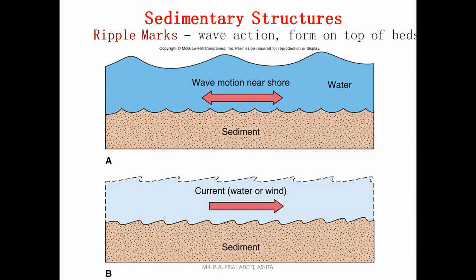Okay, now why is this wave-like structure formed on the top of the sediment? Because we know that the water is flowing in a wave-like direction. That's why the sediments present in that water are also flowing in the wave-like direction, and a wave-like pattern is developed on the top surface of the sediment, and it is considered a ripple mark.